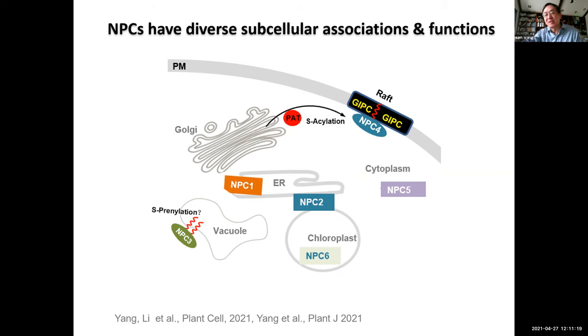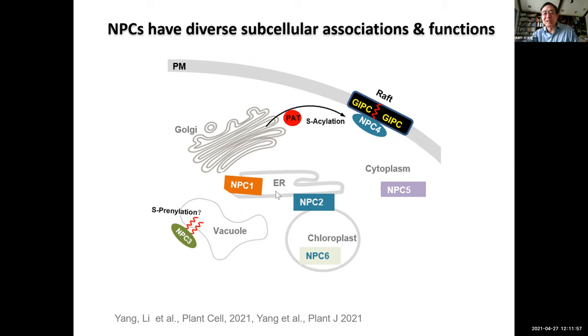This is a group of NPCs in Arabidopsis. There are six NPCs, which our group and other groups have been studying for some time. They have very interesting diverse subcellular distribution and also functions. Some of the things we just published on is NPC4, which is isolated. That means you have a fatty acid attached to it. And this can hydrolyze sphingophospholipids, and is important in plant adaptation to phosphate deficiency.